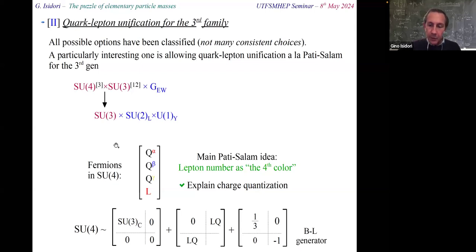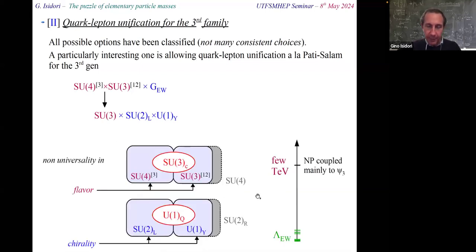So the idea here, coming back to this picture, is that SU(3) color emerges as the diagonal subgroup of SU(4) times SU(3), in a very similar fashion to what happens at a lower scale where electromagnetism emerges as the diagonal group of SU(2) left cross U(1).